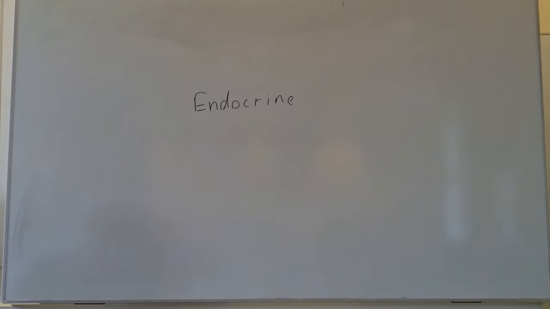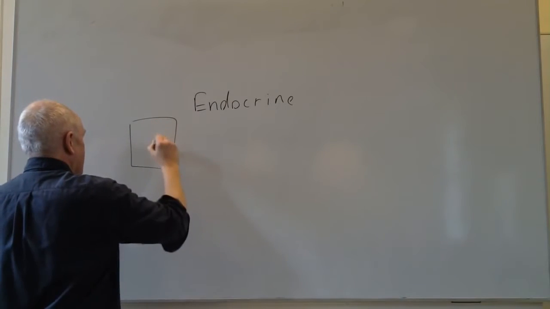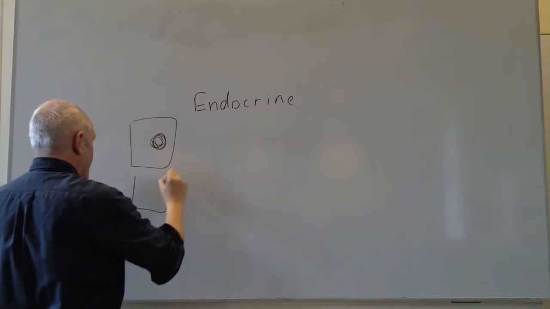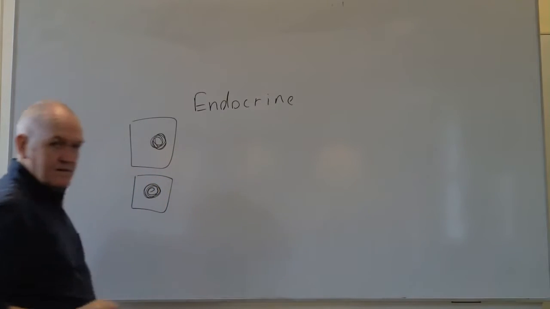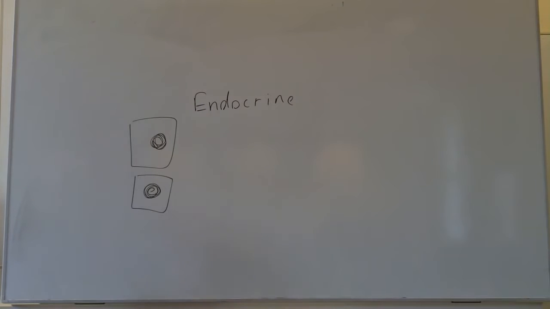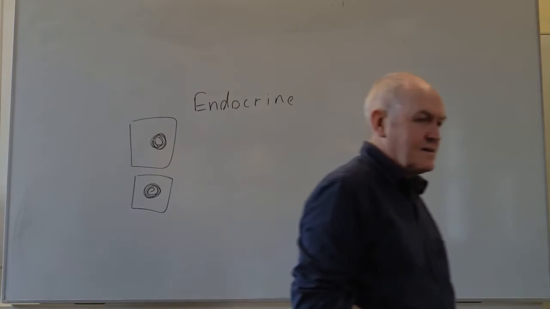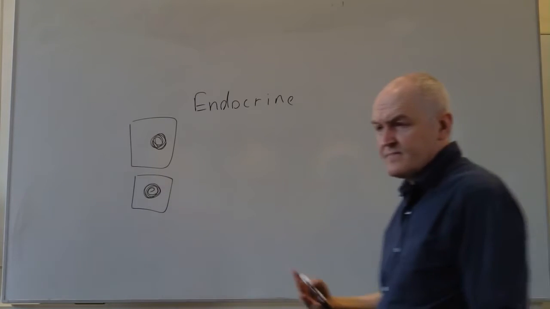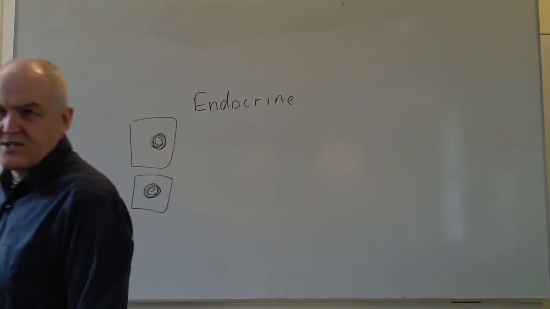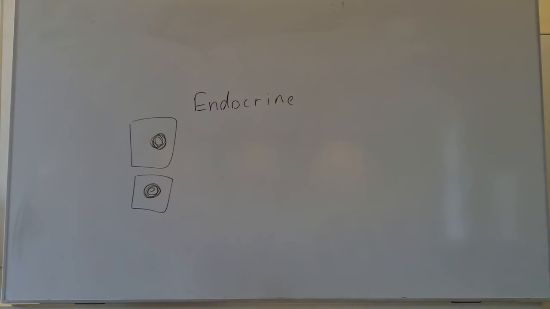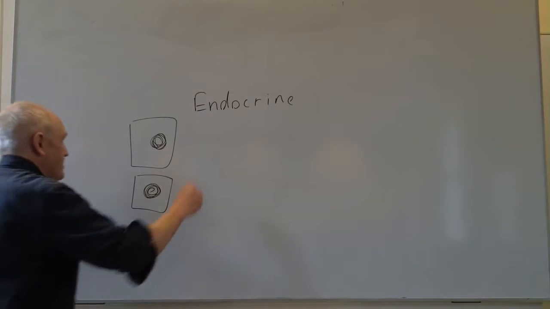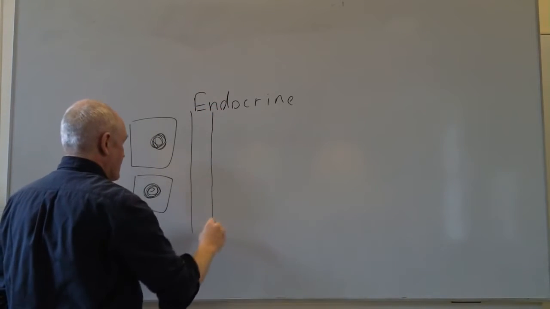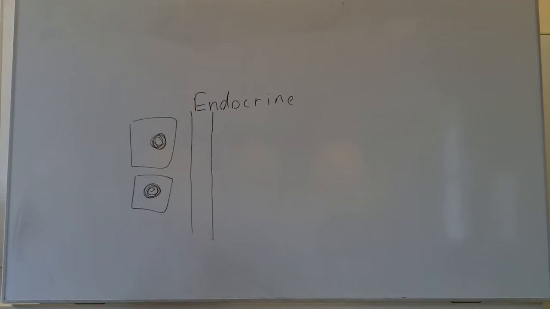Endocrine. So in an endocrine gland there's going to be cells with nuclei, as you would expect. So they would be endocrine cells. And endocrine glands are well perfused with blood. They have an abundant vasculature running through them. So here we see one of the capillaries running through the endocrine gland.